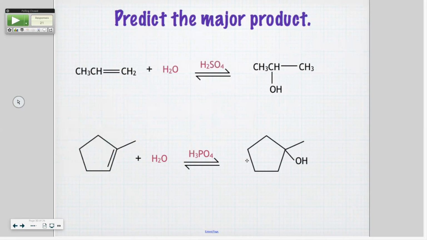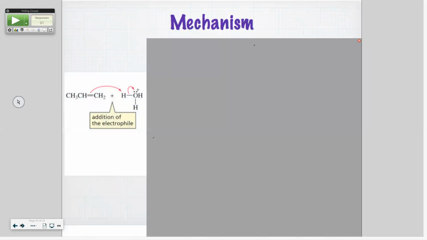Also, to go forward, we usually use only a small amount of the acid, like 1 to 10% probably. Okay, so here's the mechanism. I kind of cheated and stole it out of your book. Well, y'all, it takes a long time to draw them all out.